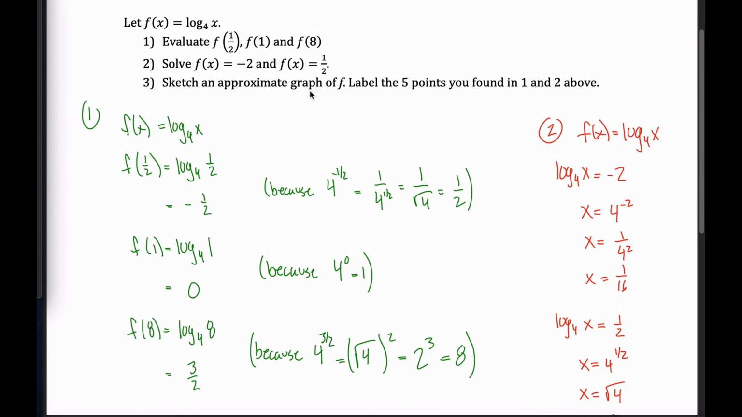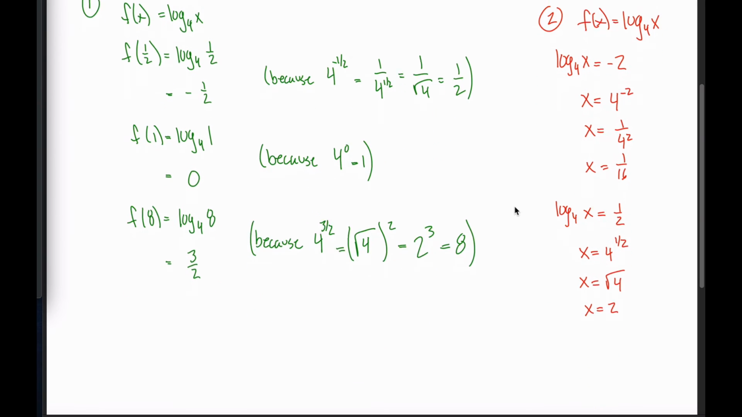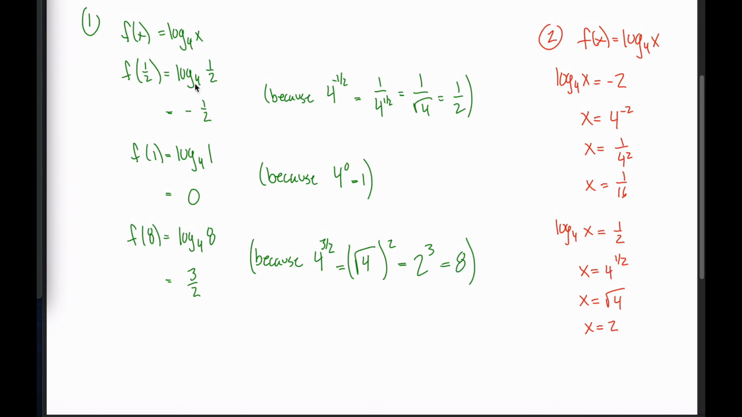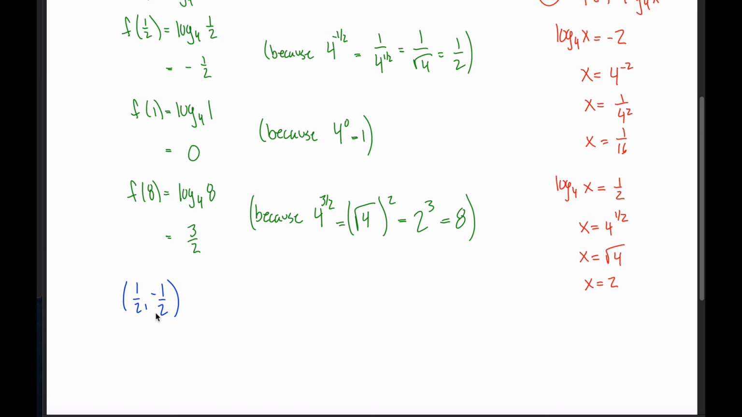And then question 3 says we're supposed to sketch an approximate graph of f, using the 5 points that we found in 1 and 2 above. So what I mean by the 5 points is, in 1, we figured out that when 1/2 goes in, negative 1/2 comes out. So the point (1/2, negative 1/2) must be on the graph. From here, we figured out that when 1 goes in, 0 comes out. So the point (1, 0) is on the graph. From here, we figured out that when 8 goes in, 3/2 comes out. So (8, 3/2) is on the graph.